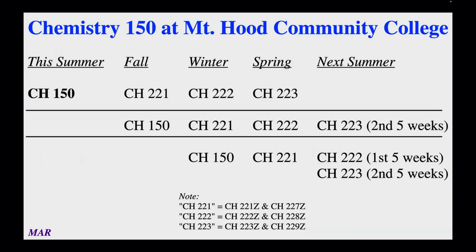At Mount Hood Community College, Chemistry 150 is always taught in the summer, and it's a great prequel for people who want to take the Chem 221 through Chem 223 series. You can see it's offered in fall, winter, and spring, but we have other options available too. For example, Chemistry 150 is taught in both the fall and the winter. You can then take Chem 221 and 222 in the winter and spring, and finish the Chem 220 series by taking Chem 223 in the second 5 weeks of summer.